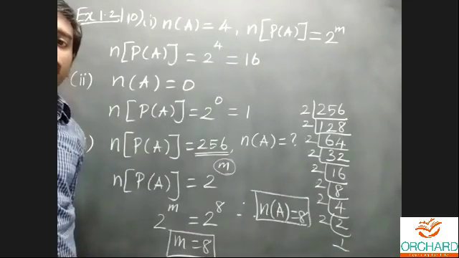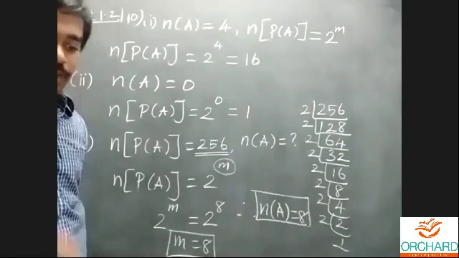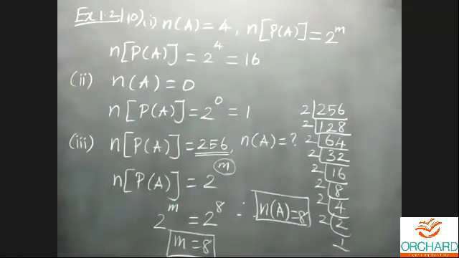Especially empty set, or void set, or null set, and the next one singleton set, finite set, infinite set, equivalent set, equal set, and universal set, subset, proper subset, disjoint set, and finally power set. Okay, totally 11 types of sets we'll discuss regarding this exercise.